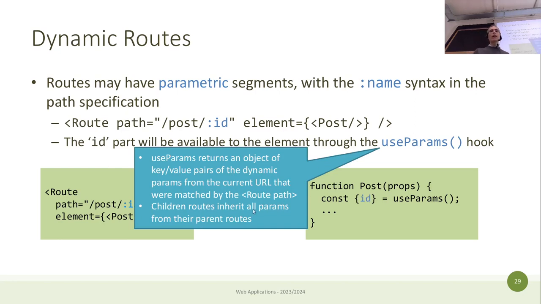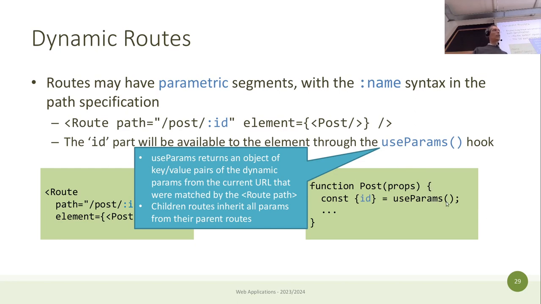Yeah, children routes inherit all params from the parent routes. So you can have more than one parametric element in the route, and everything is inherited by the children routes. So it means that in a component, you can extract all the parametric parts of the URL through one single call to useParams, okay? In case you have more than one. In very simple cases, you just have one, but you might have two, three, and so on.